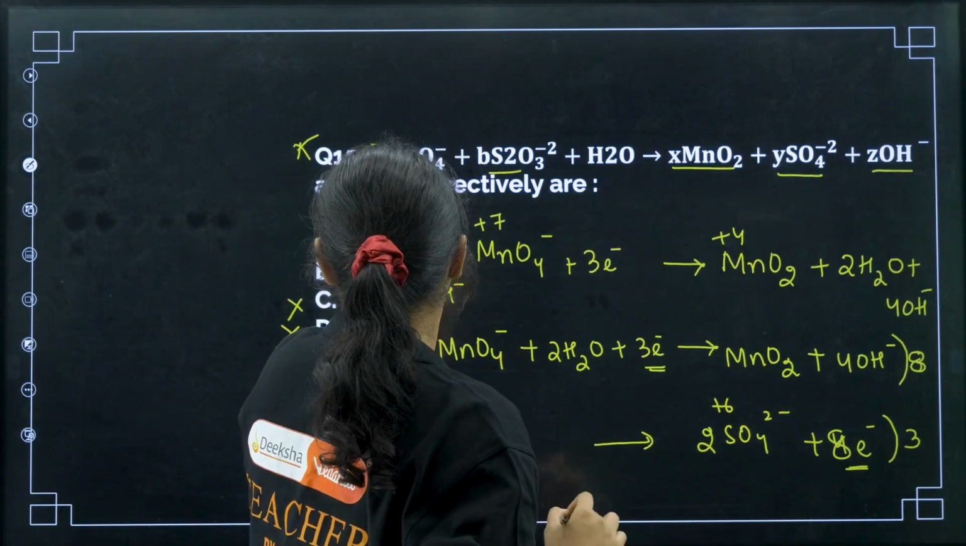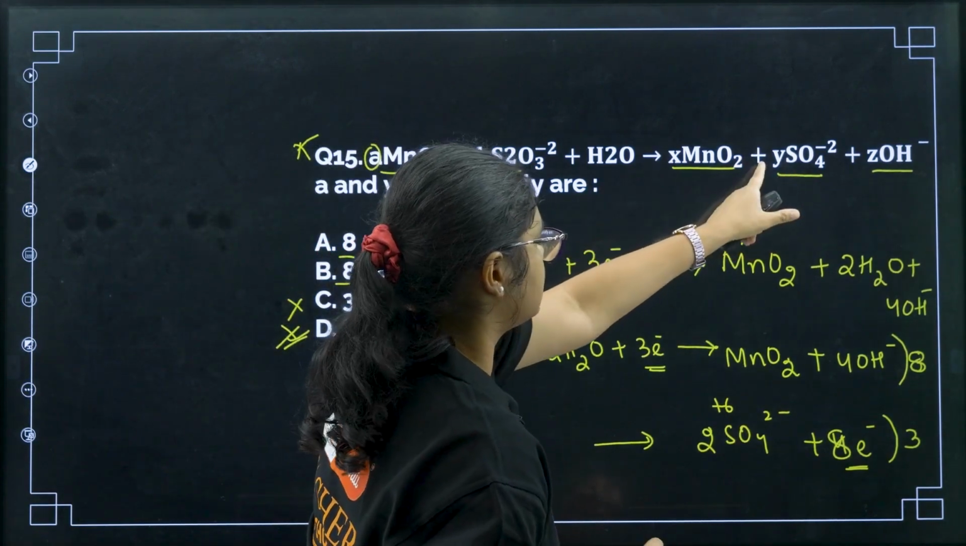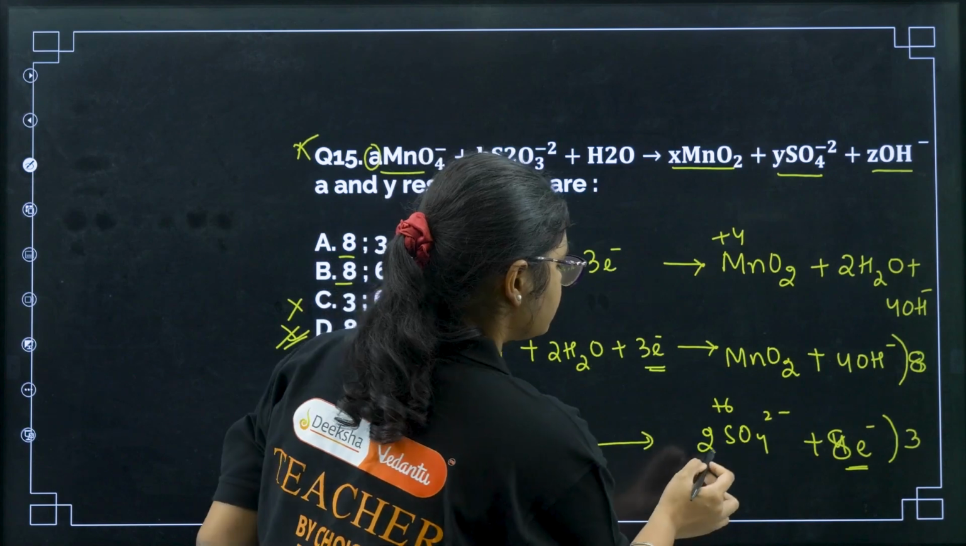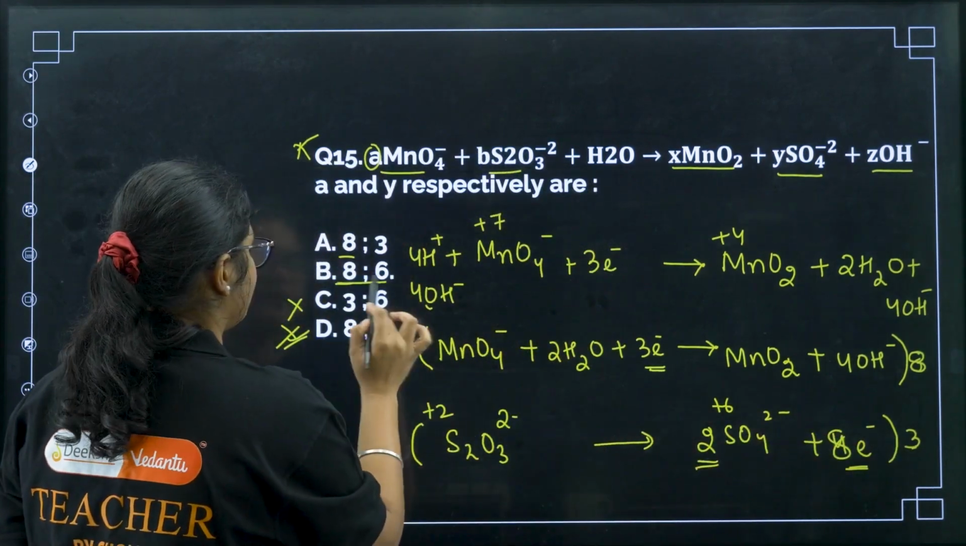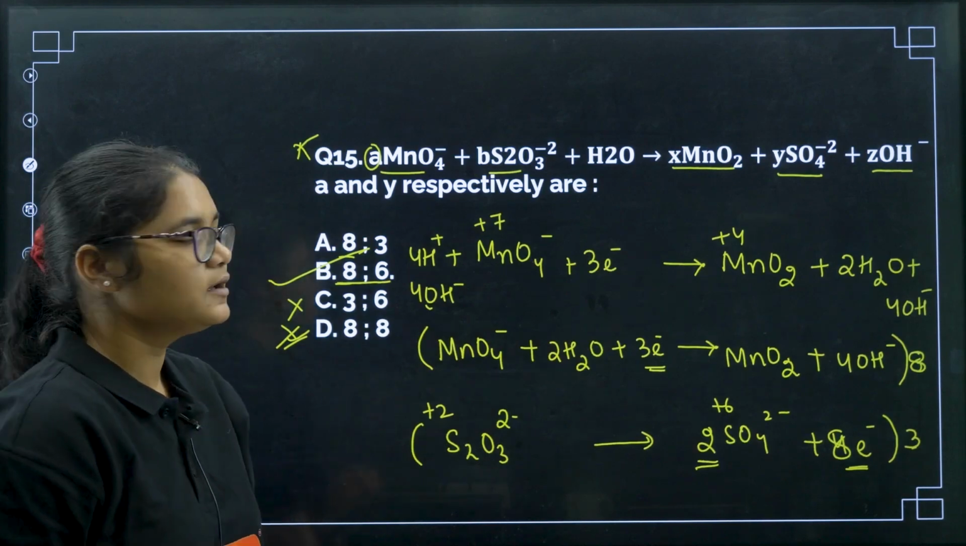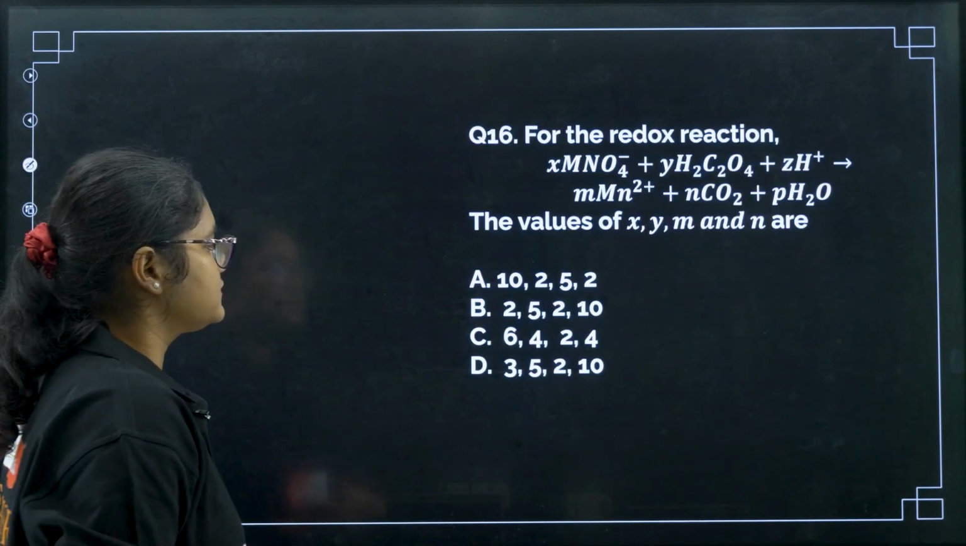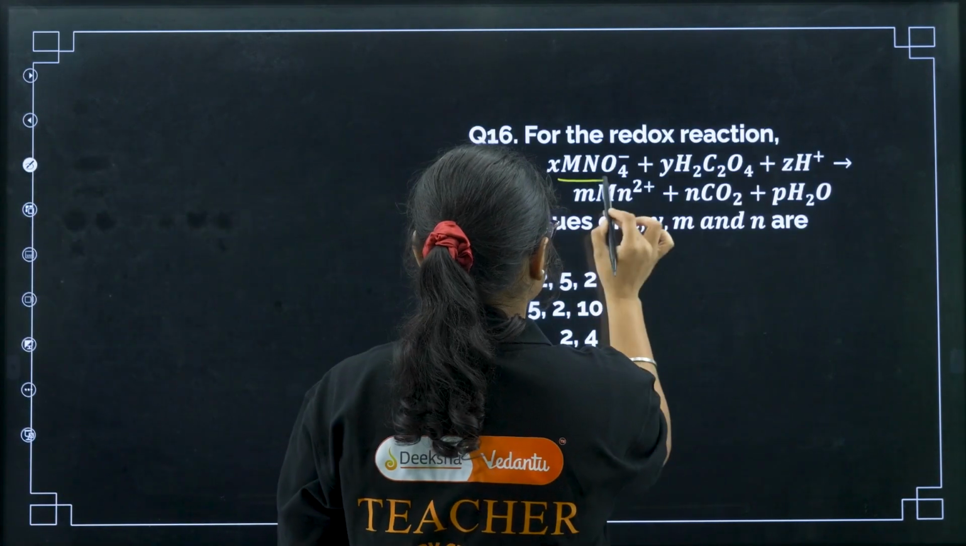Next you need Y. Y is the coefficient of SO4. So SO4 is already having 2 and then you multiply 3. So 3 2s are 6. So 8 and 6, option number B is the correct answer here. Next question is also based on that.